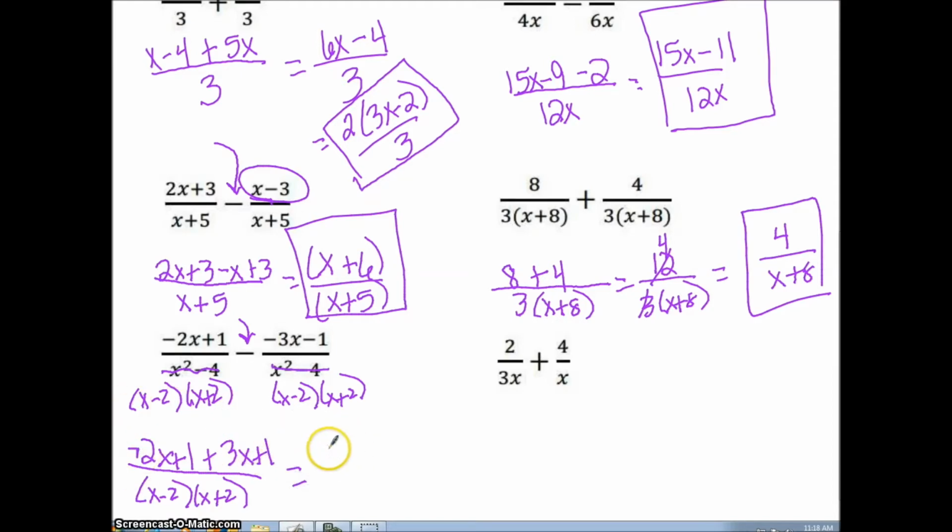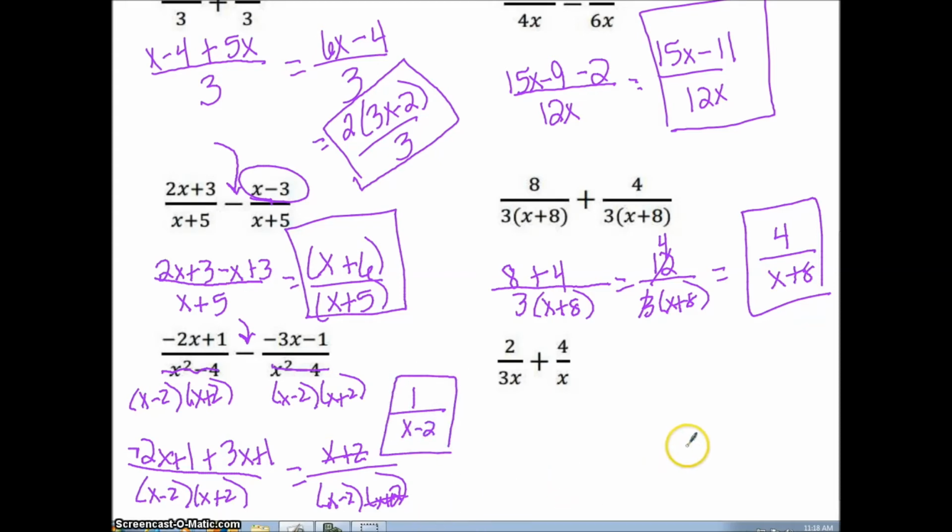Negative 2x plus 3x is x, plus 1 and plus 1 is plus 2, all over x minus 2 and x plus 2. This is why you need to make sure and factor, because if you will notice, x plus 2 and x plus 2 cancels, and your actual answer is 1 over x minus 2.